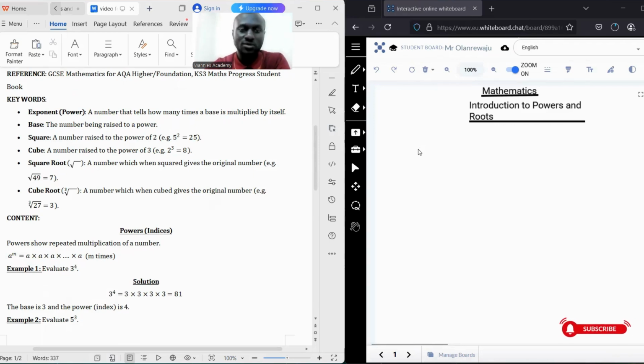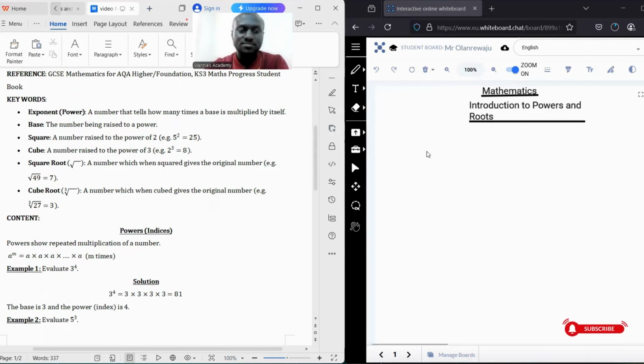Square root: a number which when squared gives the original number, e.g. square root of 49 equals 7. Cube root: a number which when cubed gives the original number, e.g. cube root of 27 equals 3. Next, we go to the contents.